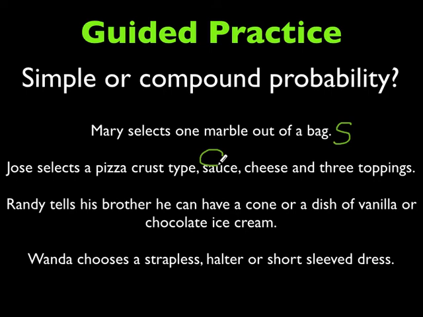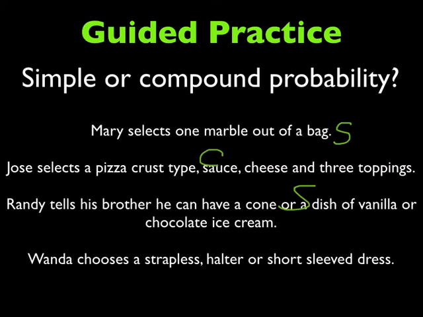Randy tells his brother he can have a cone or a dish of vanilla or chocolate ice cream. So there are only 3 choices for him. You can have either a cone, you can have a dish of vanilla, or you can have a chocolate ice cream. But there is nothing stated there that he can have a combination of each. So that is simple probability.